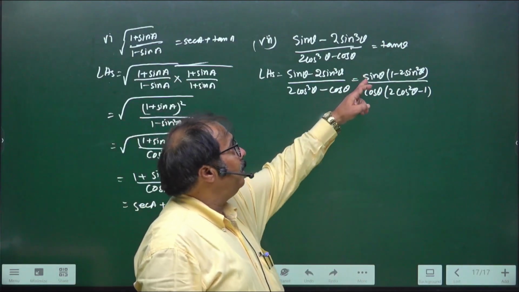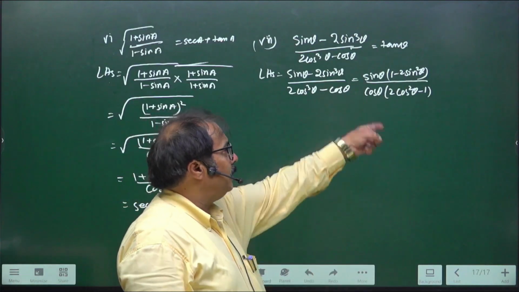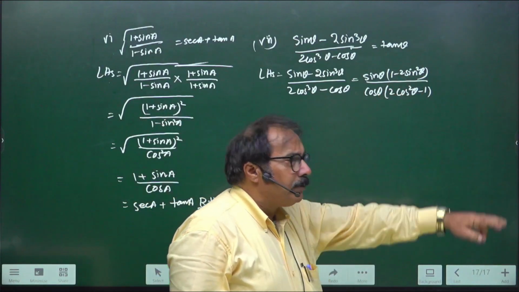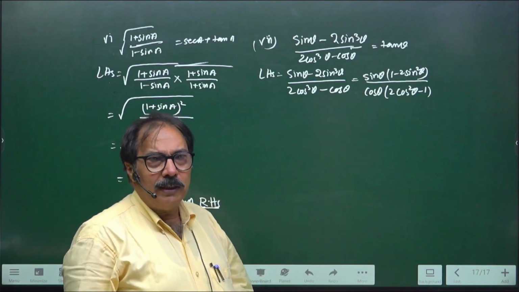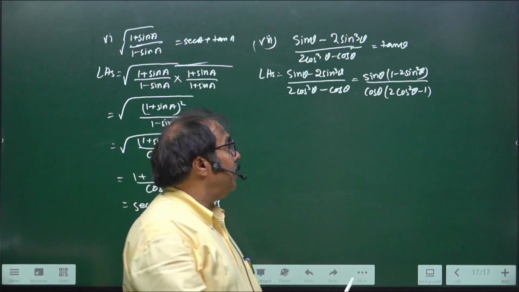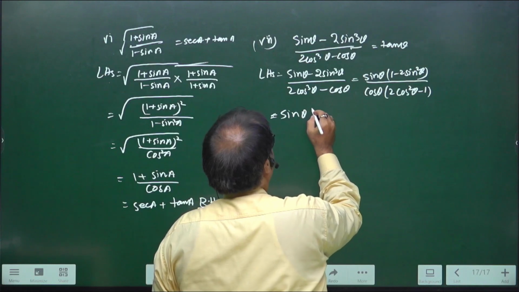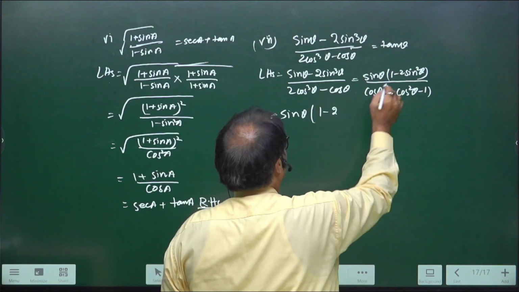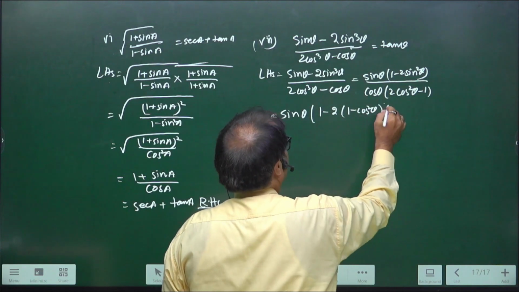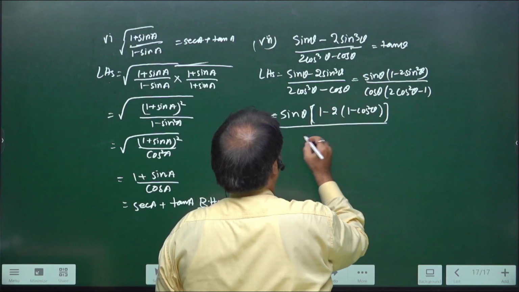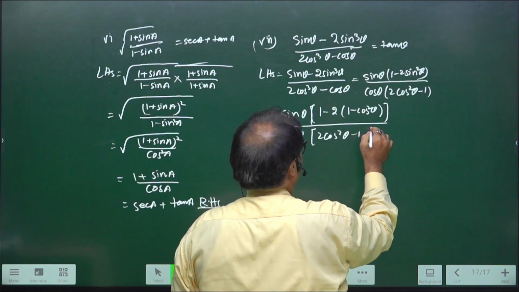So now see, sin by cos we will get tan, but it is not equal. So we have to cancel out. So either convert the sin² θ in terms of cos² θ, or convert the cos² θ in terms of sin² θ, as you like. It is up to you. So now sin θ into 1 minus 2, I am converting sin square in terms of cos square, 1 minus cos² θ, right? And divided by cos θ into 2 cos² θ minus 1.